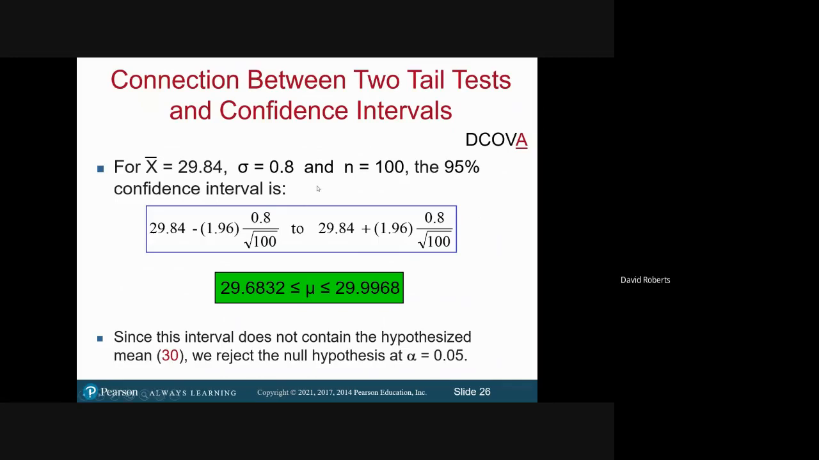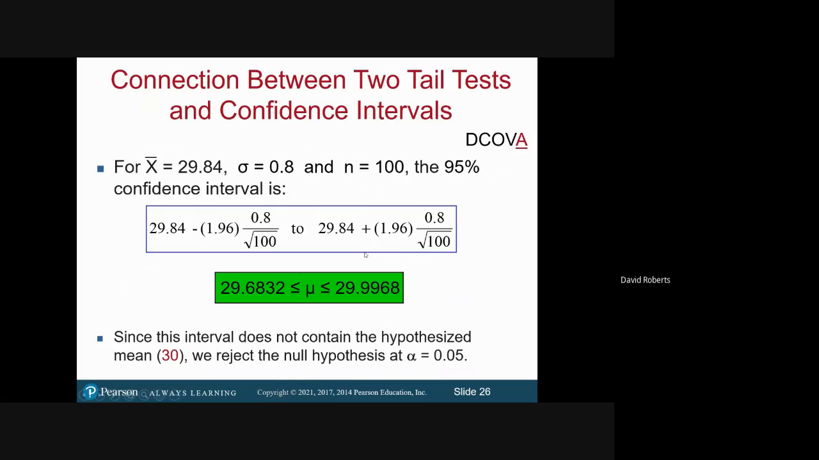In this particular case, we have the same kind of thing, and this is a confidence interval. And you can see that with the confidence interval, which we did in the previous chapter, that 30 is just a smidge, just a little bit above 29.9968. So you can also use confidence intervals: if the mean is below the lower limit or above the upper limit, you can reject.